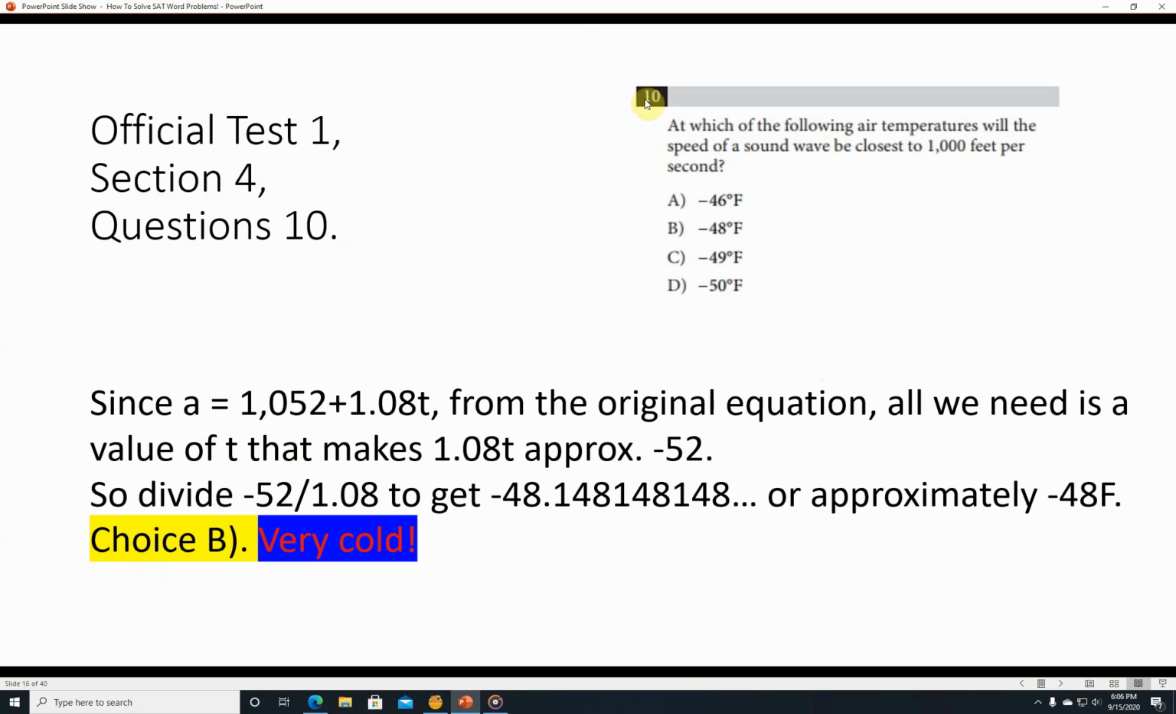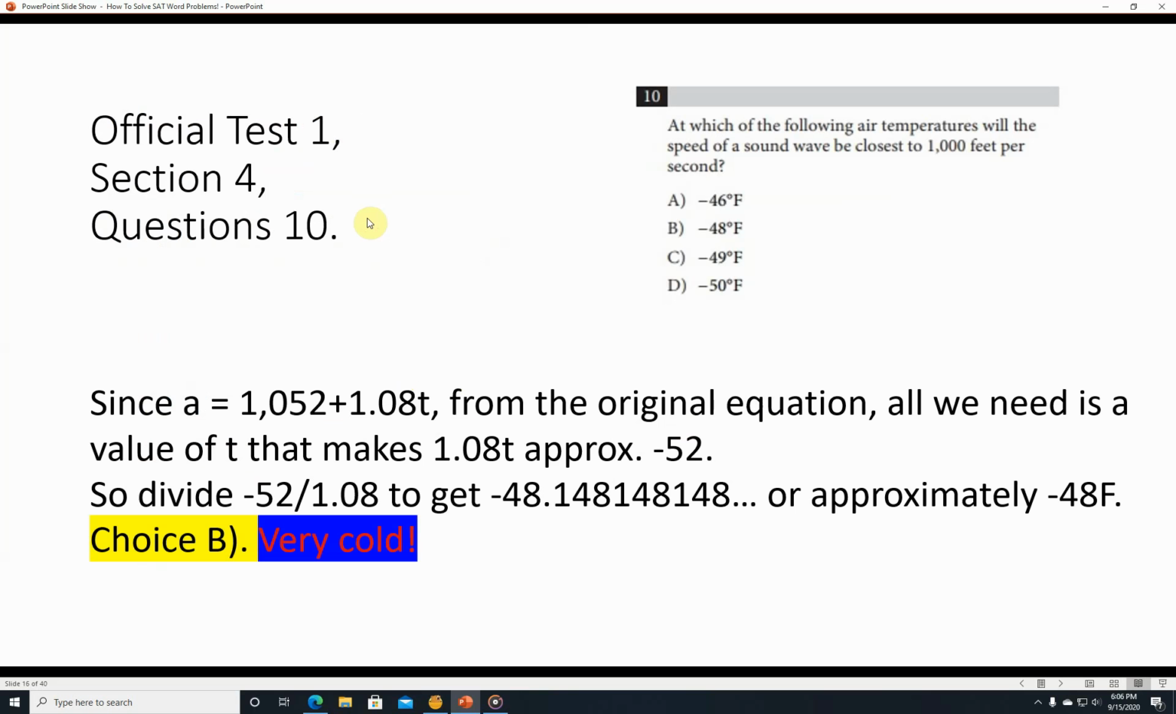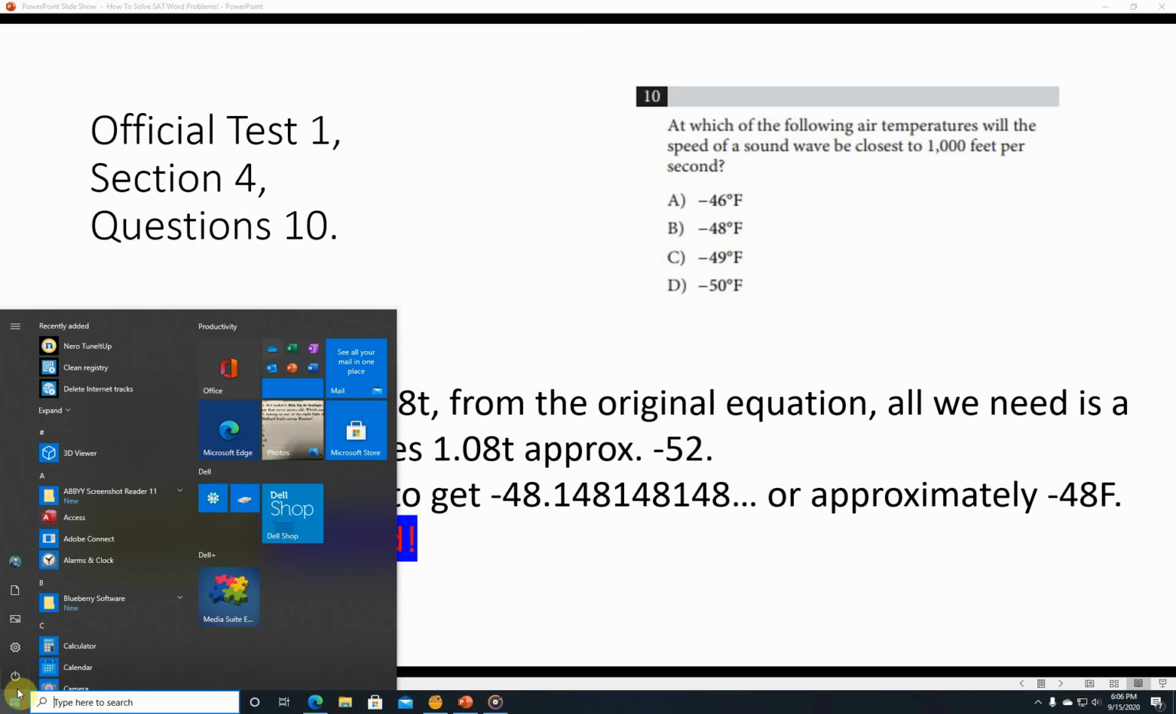Now, here's question number 10. At which of the following air temperatures will the speed of a sound wave be closest to 1,000 feet per second? So since A is equal to 1052 plus 1.08t from the original equation, remember, right here, that's where we got that. So all we need is a value of t that makes 1.08t approximately negative 52, so we need 1,000 minus 52. So we just have to divide negative 52 by 1.08.